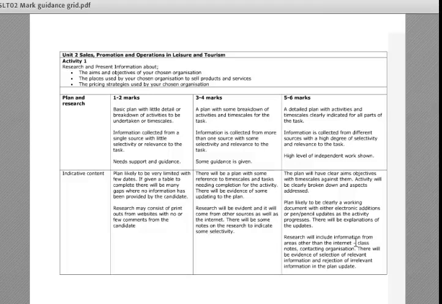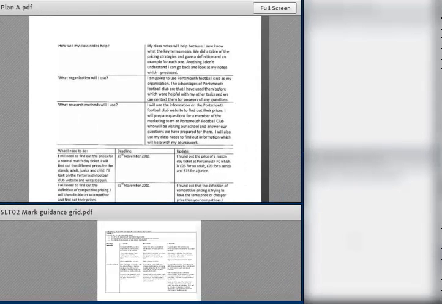When it comes to the research, if you're giving them top marks, the research will include information from areas other than the internet. So as we said before, there'll be class notes, contacting the organisation, evidence of selection of relevant information, and rejection of irrelevant information in the plan update. So really, we will be looking at this grid over and over again, just to help you understand what it is that we're looking for.